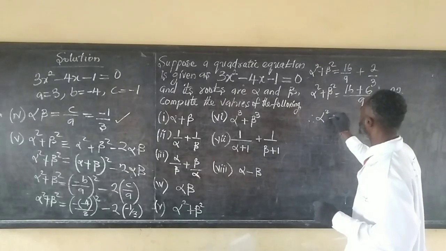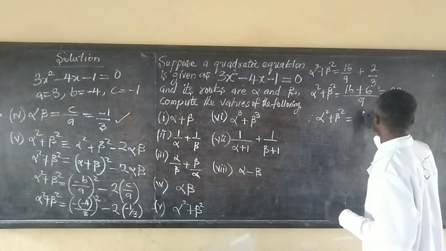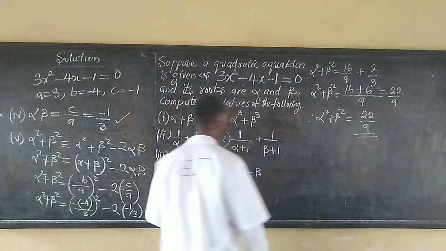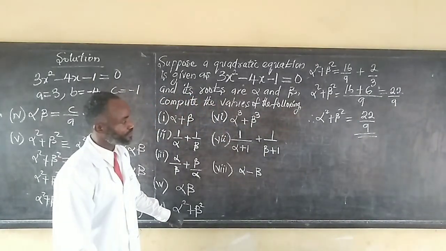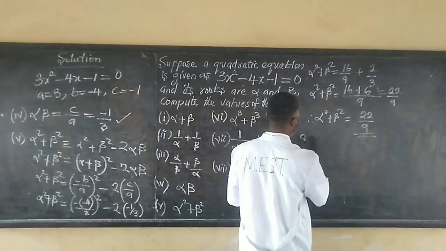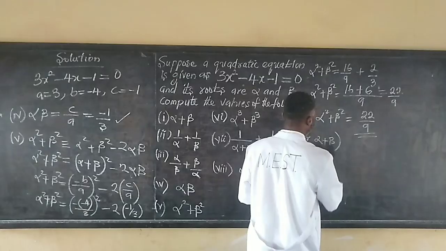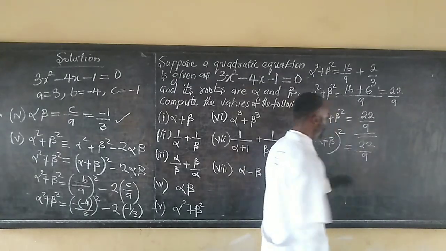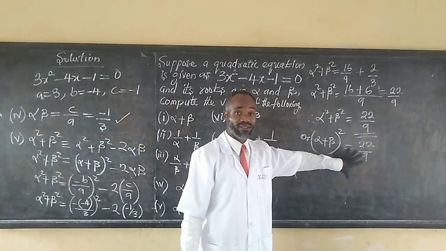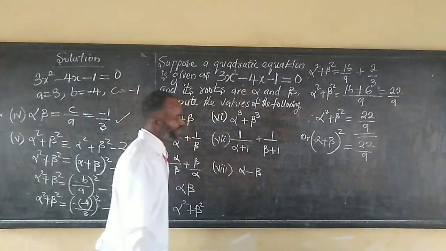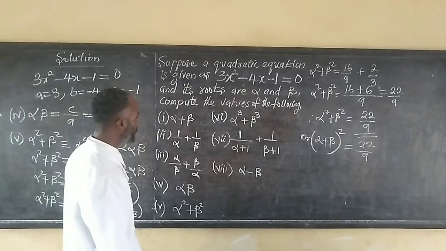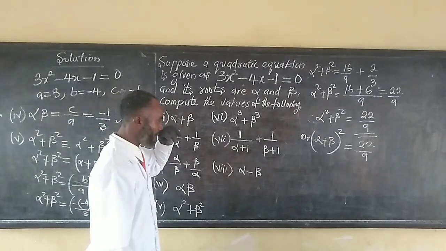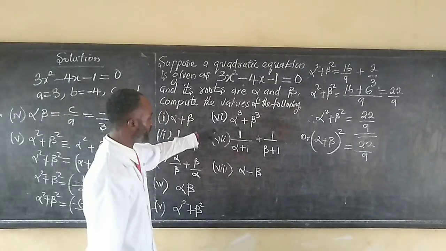Therefore, alpha squared plus beta squared is equal to 22 all over 9. Solved. This is very simple. This also could be alpha plus beta all squared in brackets, 22 all over 9. That's it. So we can as well accept this. Alright, if that is the case, we can now solve this, so we are now going into question number 6.